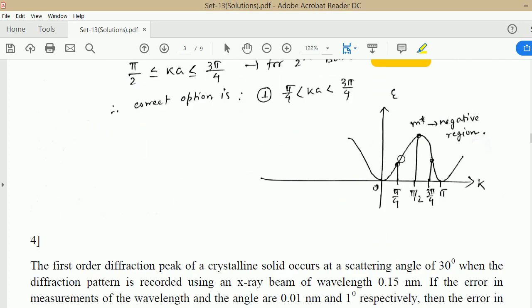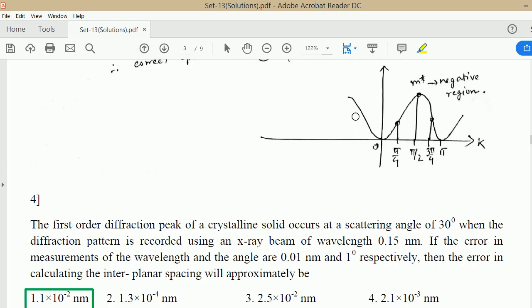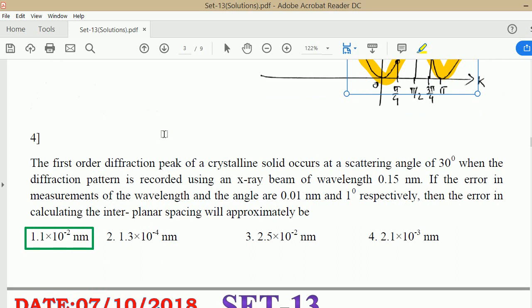As you can see, E versus k, A minus B cos 2ka. If you plot it, you will get a graph like this. From π/4 to 3π/4, we get negative effective mass. As I have already told you, there is a software in Google Play Store, Desmos. You can download that software so that you can plot any kind of graphs very easily.